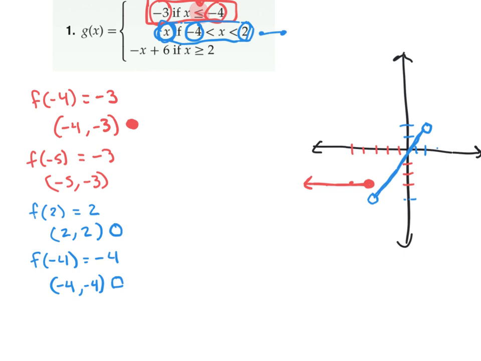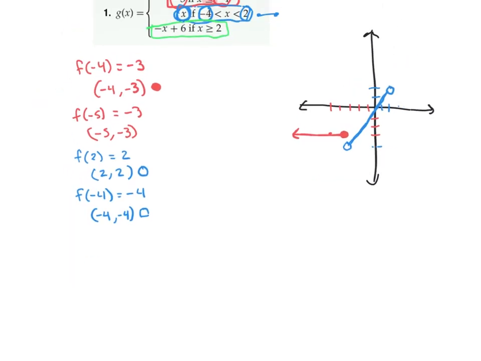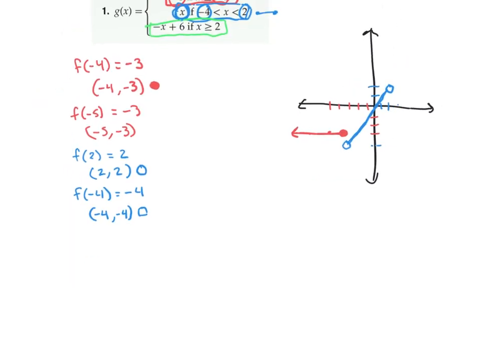Ready for the third one? Yes. What are we going to plug in first? The 2. Let's plug in 2. So we have -2 plus 6. What's -2 plus 6? 4. So what's our point here? 2 and 4. Do we have an open circle or closed circle? Closed circle. So we go to the right 2 and up 4. And put a closed circle there.